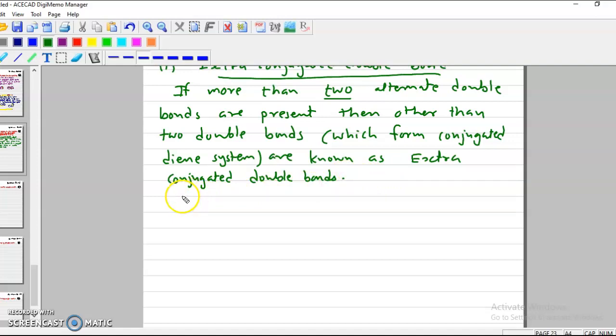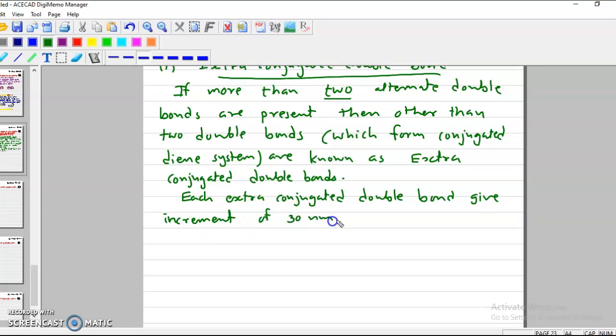And each extra conjugated double bond gives an increment of 30 nanometer in its base value. That means you have to add 30 nanometer in base value if an extra double bond is present.